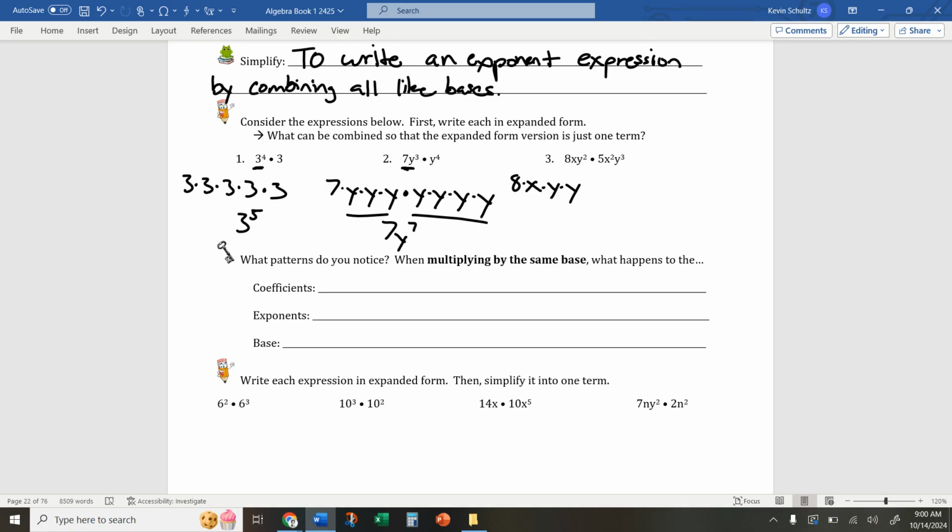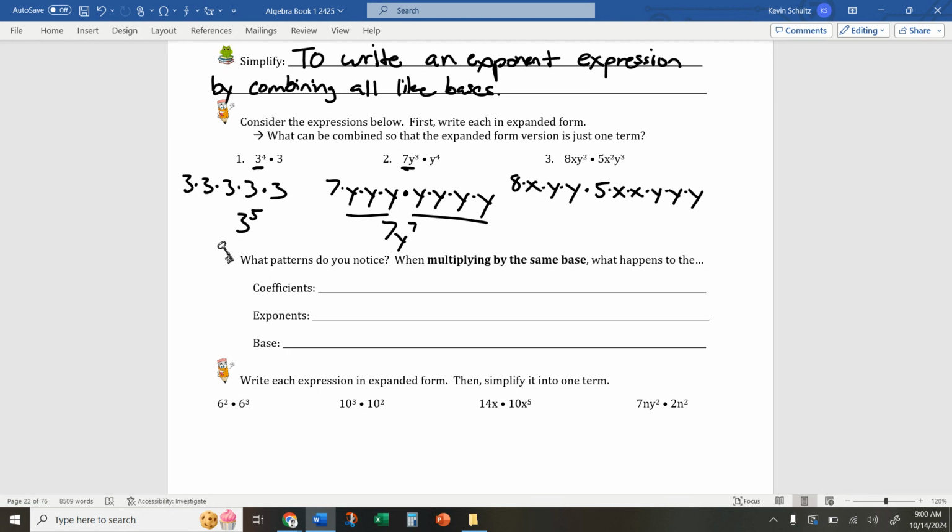How about 5x squared y cubed? We're multiplying that on. Grayson. 5 times x times x times y times y times y. Yeah, 1 5, 2 x's, and 3 y's.